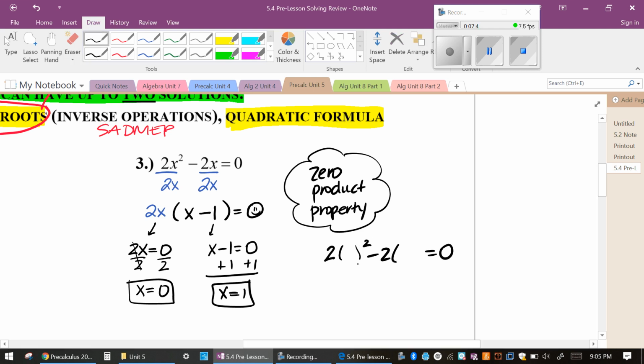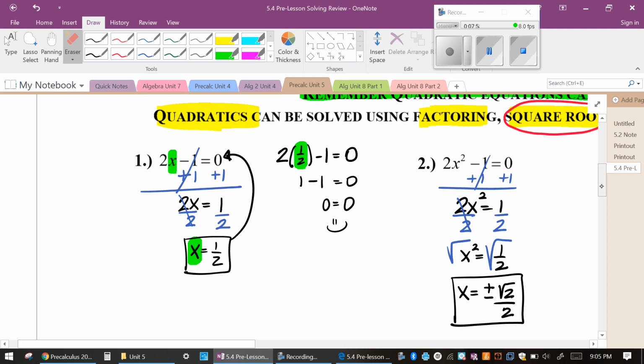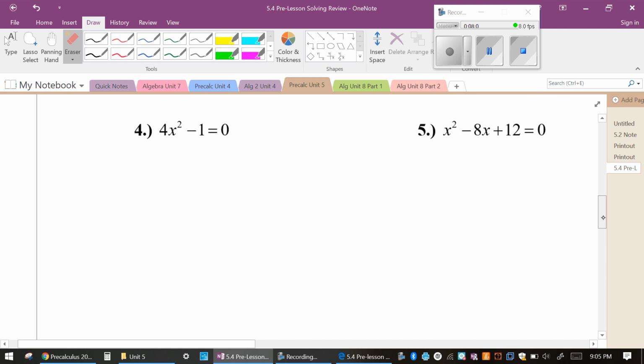Substitute 1. 1 squared is 1, 2 times 1 is 2, 2 minus 2 is 0, it works. Remember, you can always check your answers by substituting them back into the original problem. Remember, you can pause and rewind the video at any time.